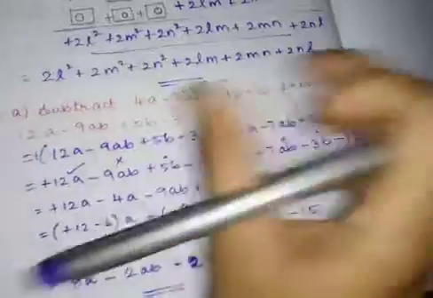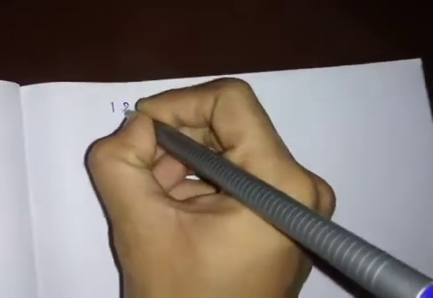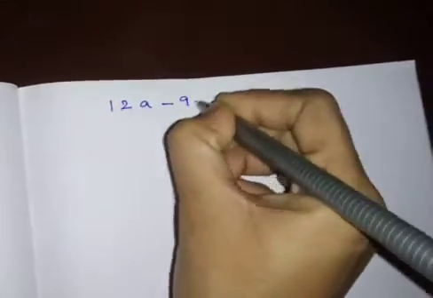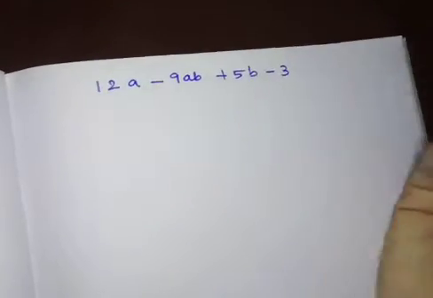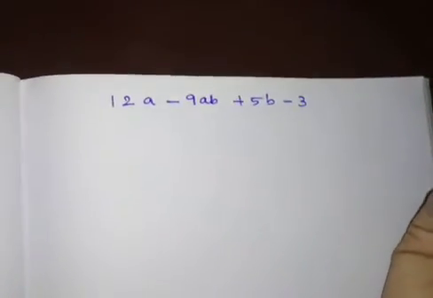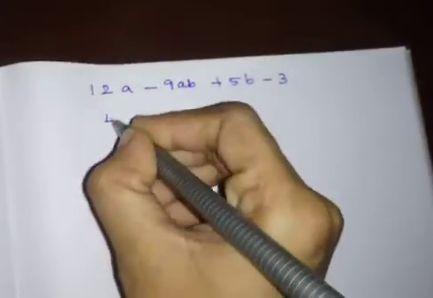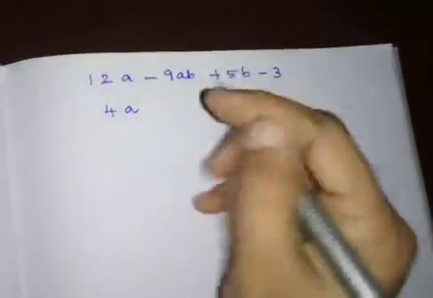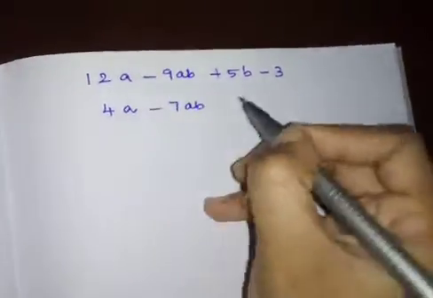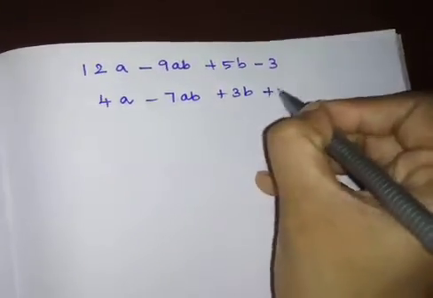Shall I write that same problem? Yes, now I am going to write the first expression. Check your question in your textbook, children. 12a minus 9ab plus 5b minus 3. Okay, first term I wrote. Second term 4a. Where you will write 4a? Here under this. Correct? 4a minus 7ab. Where you will write it? Under this. Minus 7ab. Next plus 3b. Here plus 3b. Then plus 12.